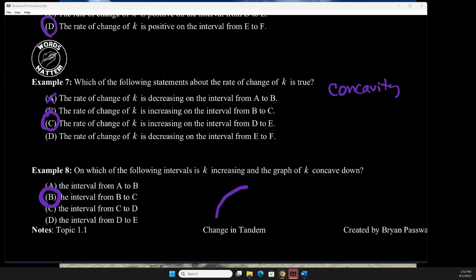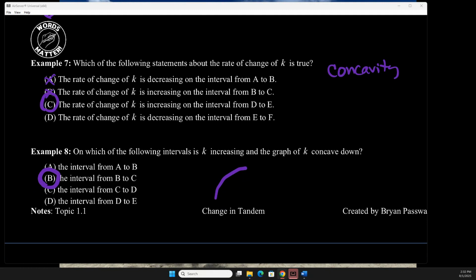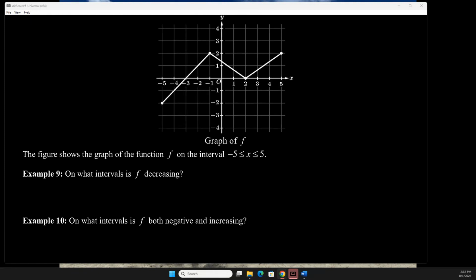Alright, one more page to go. We don't usually have 3-page notes. Well, actually, sometimes we do. When there's a lot of multiple choice questions, they take up a lot of space.